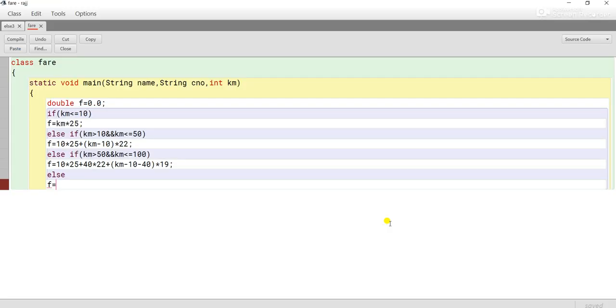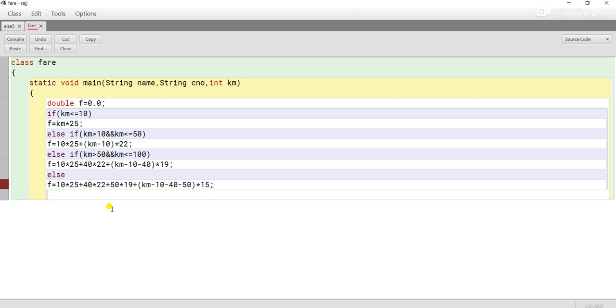Then the same calculation, how can we represent? Fare is equal to first 10 kilometers you have to pay 25 rupees, plus next 40 kilometers you have to pay 22 rupees, plus next 50 kilometers you have to pay rupees 19, and the remaining kilometers. The total kilometers is stored in the variable km. From that you subtract 10, from that you subtract 40, from that you subtract 50. Then the remaining kilometers come. Then that remaining kilometers you should multiply with rupees 15. Then only we get the total fare.